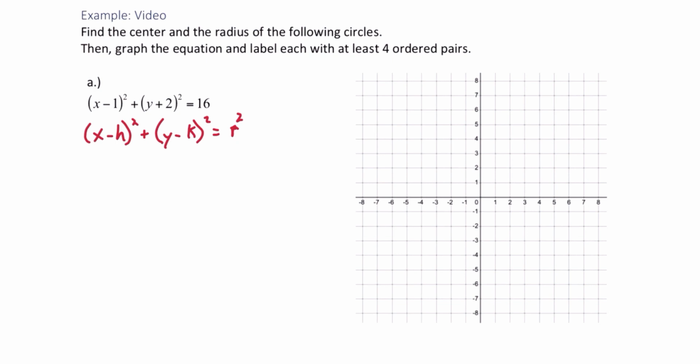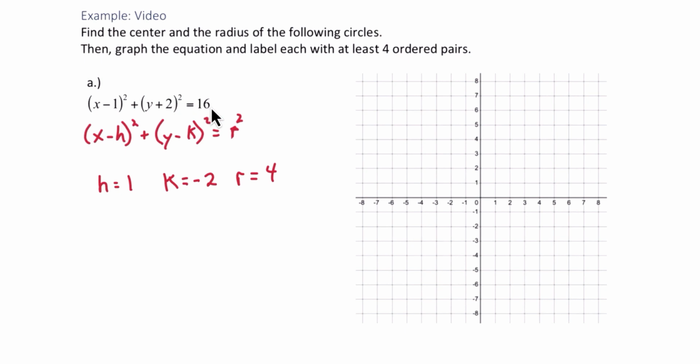From here, we can identify h as 1 and k as -2 and r is 4. To find h, we look at the opposite of what we see beside x, that is positive 1. To find k, we look at the opposite of what we see beside y, which is -2. And to find r, we take the square root of this number on the far right.